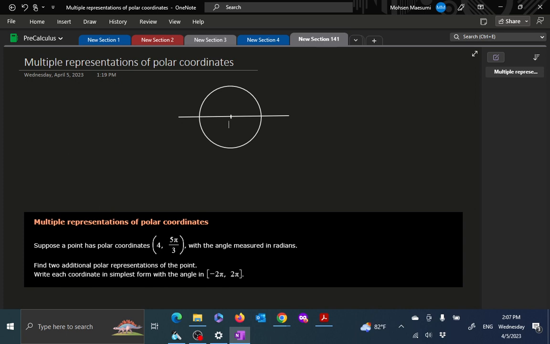The topic today is multiple representations of polar coordinates. This is an issue that is particular to polar coordinates. A point can have multiple representations. For example, if I pick a point on this circle here and ask what is the polar coordinate of this point, many answers can be given.